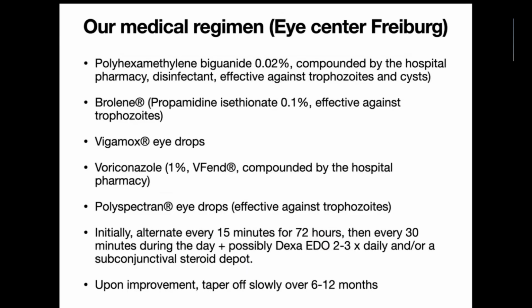And this is how we do it in Eye Center Freiburg. We have the 0.02% PHMB compounded in our hospital pharmacy, as this is not a labeled treatment that you can just buy. And then we combine it with propamidine, which is called Berlin in Germany, 0.1%. And the idea is that the two different agents are affecting both the trophozoites and the cysts to get the infection really cleared.